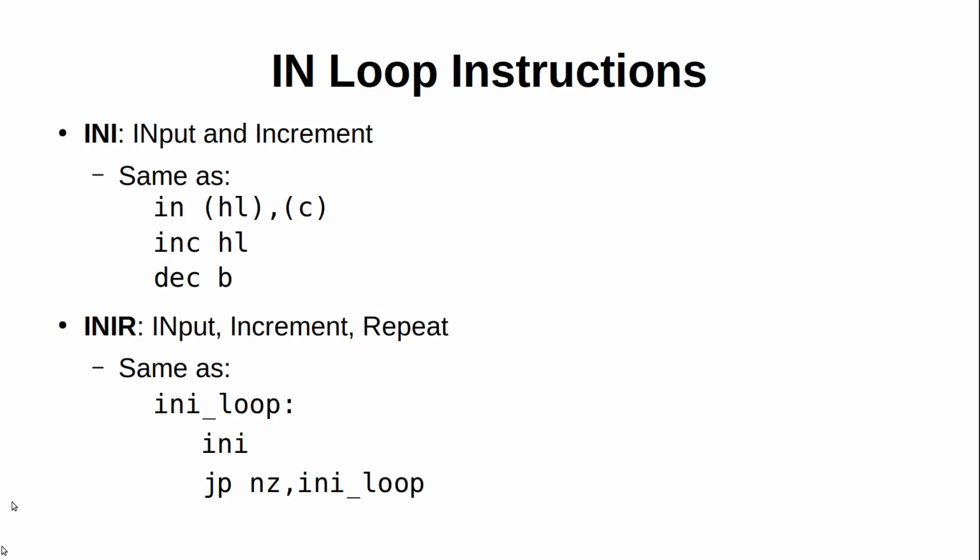It is the fastest way to input a value directly to memory, but the register modifications may still need to be dealt with. It is really meant to be used as part of a loop, and you can use the INIR instruction to automatically repeat INI until B gets down to zero.